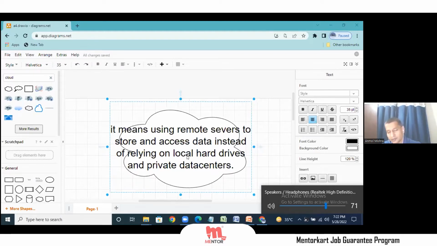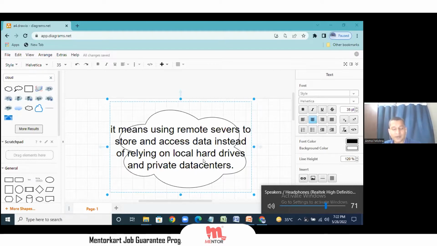What is a local hard drive? What is the meaning of local hard drive? Everyone knows what a hard drive is. On-premises, very good. On-premises, C drive, D drive. The hard disk that is present in my laptop is called my local hard drive. And private data center. What is the meaning of private data center?